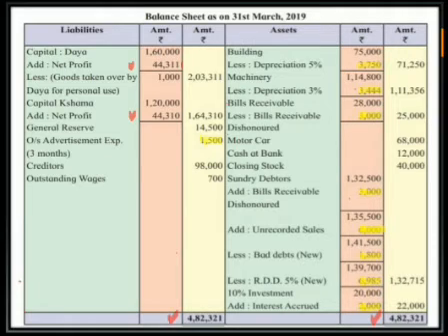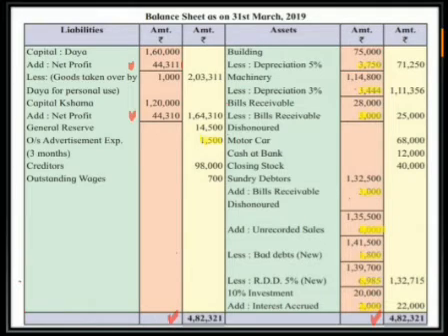10% investment, add accrued interest, and we got the 22,000. And after solving this type of problem, our balance sheet should tally. See the total amount 4,82,321 in both the sides, liabilities as well as assets. And here we can conclude that our problem is correct and balance sheet gets tallied.